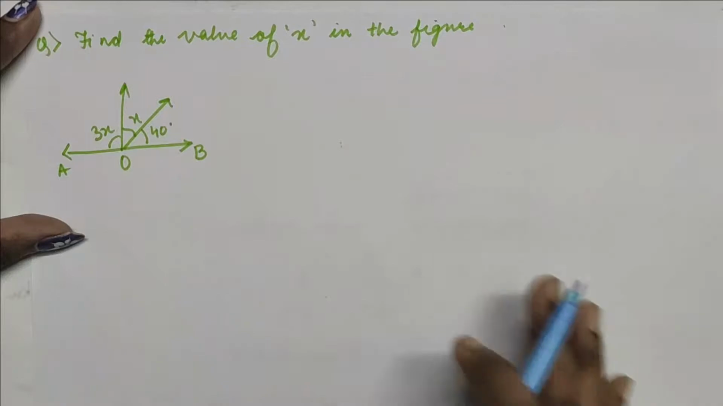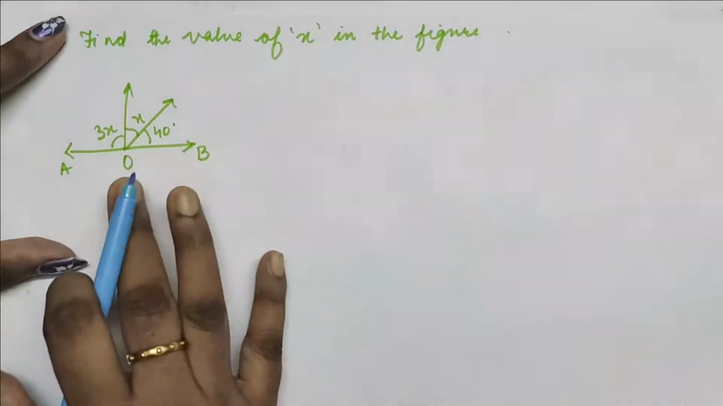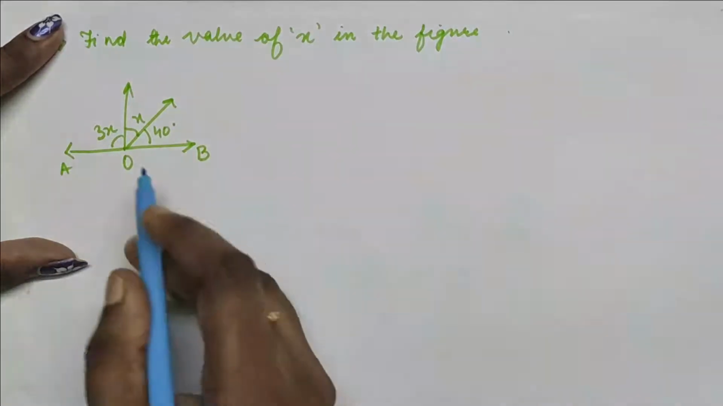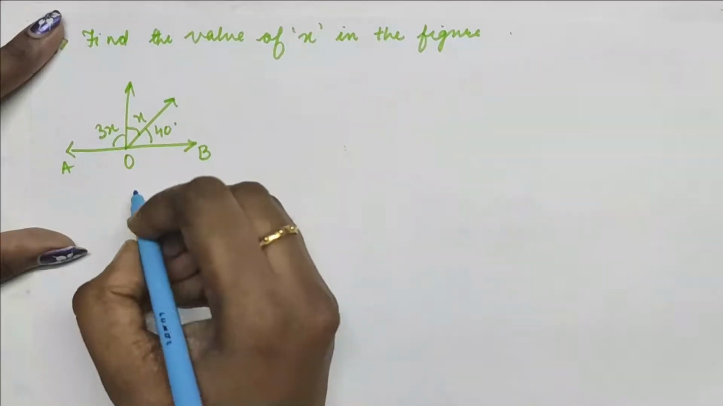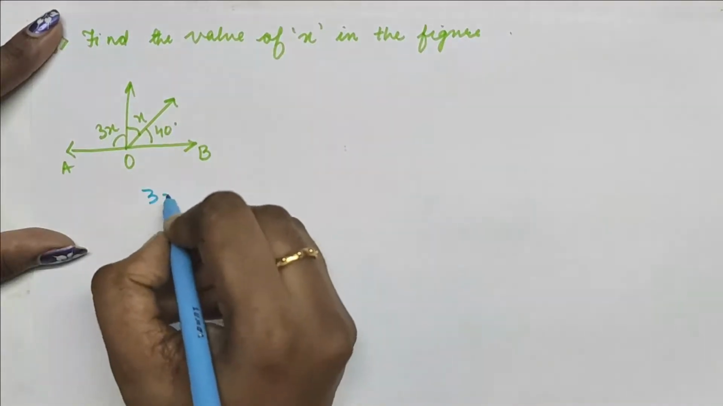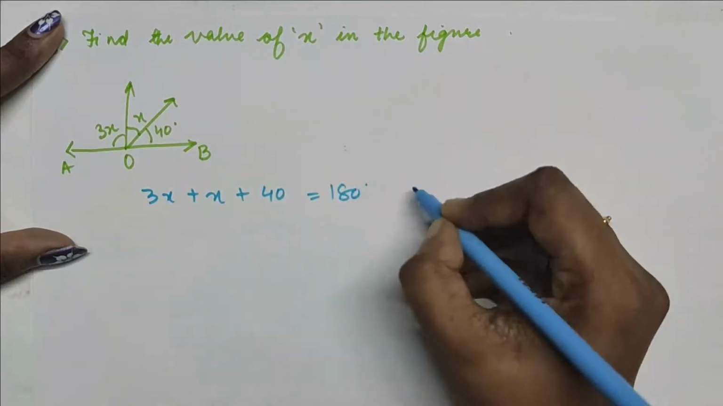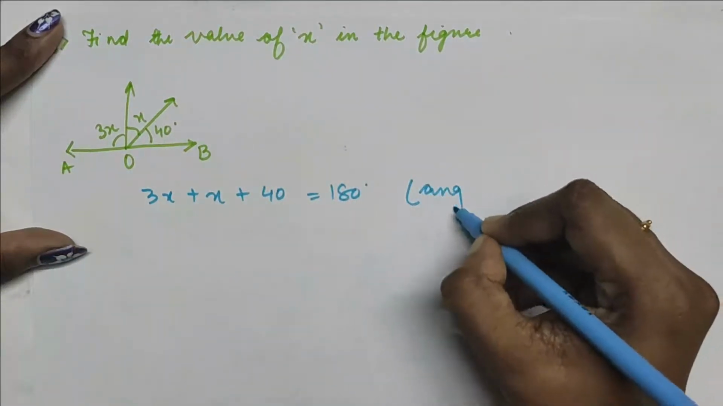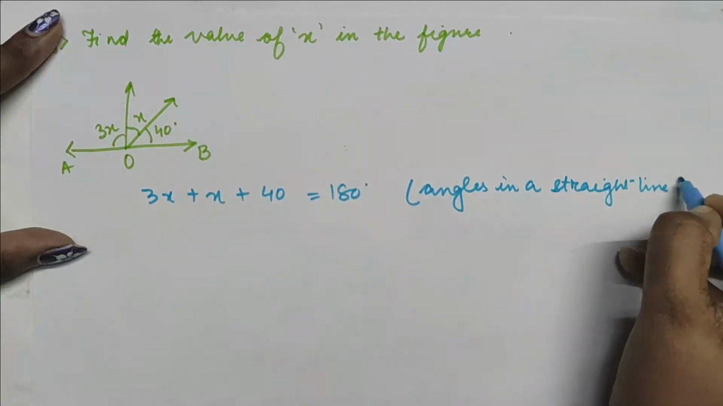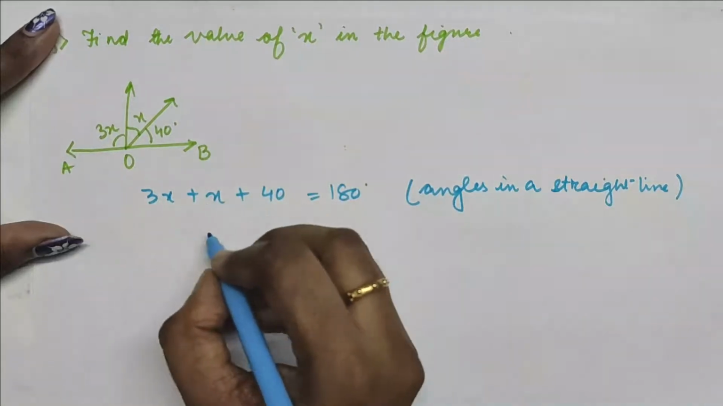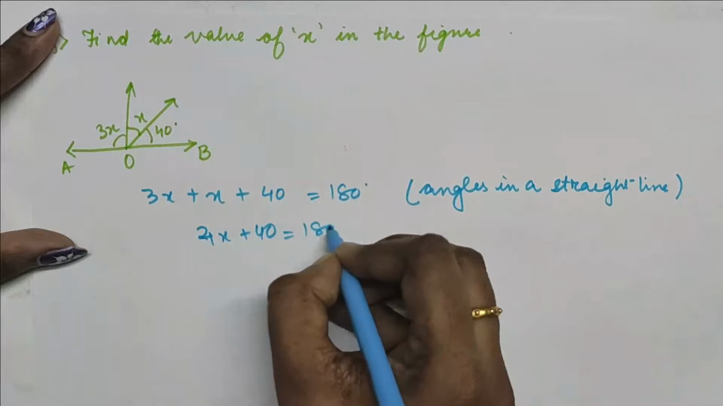Now moving on to the next question, find the value of x in this diagram. So you can very clearly see that this is a straight line. So when angles lie on a straight line, the total will be equal to 180. So let us just write that 3x plus x plus 40 equal to 180 degree. Reason: angles in a straight line. We should always give the reason when we do geometry, and this is 4x plus 40 equal to 180.